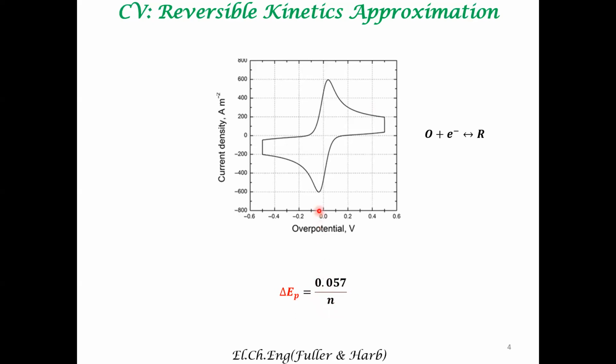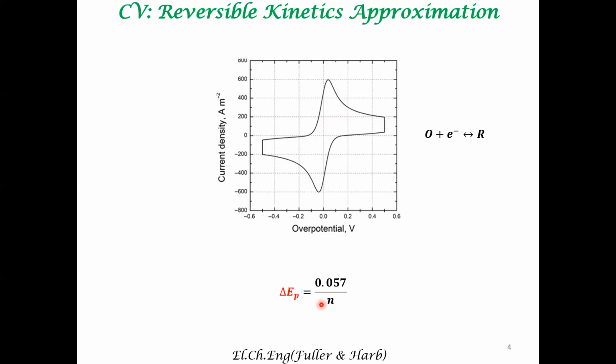Okay, so using this relationship, you can get the value of N from this relationship, or the other way around. Supposing you know the value of N for your particular system under consideration, and you do the experiment and you compute delta EP, the difference between the peak potentials, and how close it is to this number is a measure of how reversible your system is.